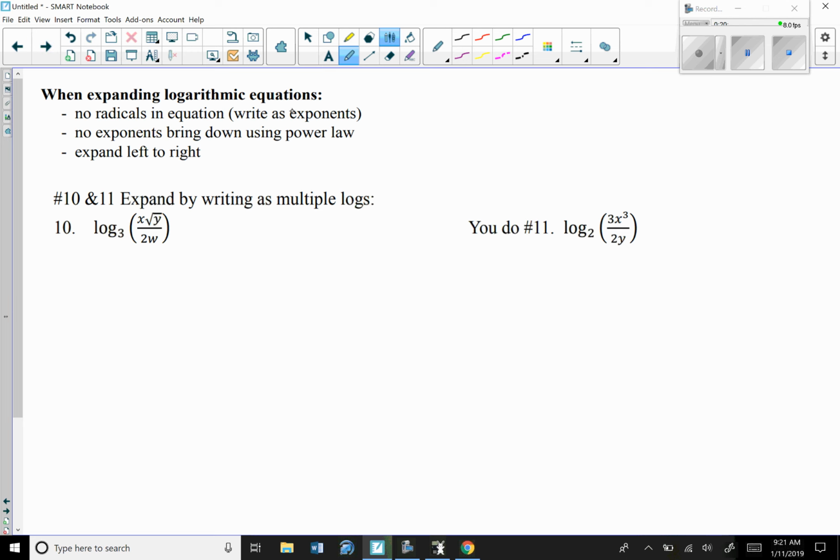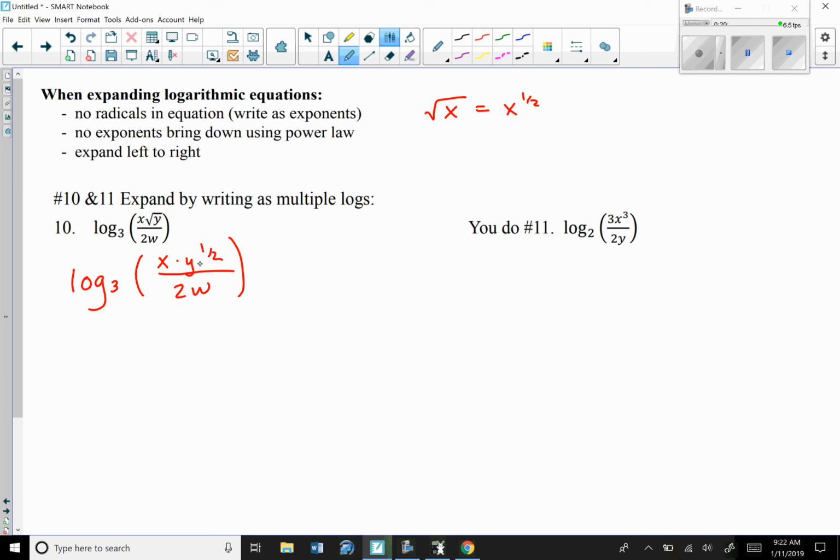When you're expanding logarithmic equations, you don't want any radicals, because remember, if you have a radical, you can rewrite that as an exponent, and then you can bring that number down in front when we're talking about the logarithmic problems. So no radicals in the equation, no exponents, so always bring those down using the power law and expand left to right. For this problem, the first thing I would notice is that radical, so I'm going to rewrite that using an exponent. So log base 3 of x times y to the 1/2 power over 2w.